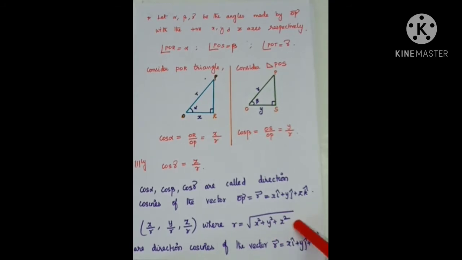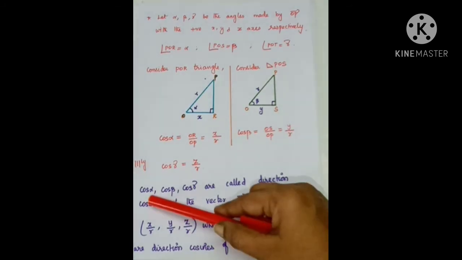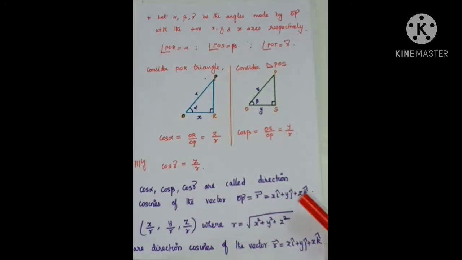So here you see now cos alpha, cos beta, cos gamma, they are the direction cosines of the vector OP vector. What is OP vector? x i cap plus y j cap plus z k cap. And it is denoted in terms of angle. Alpha, beta, gamma are the angles. So they are called the direction cosines.